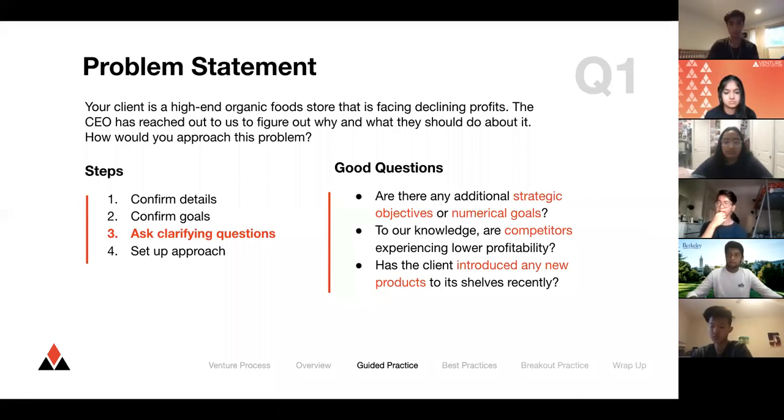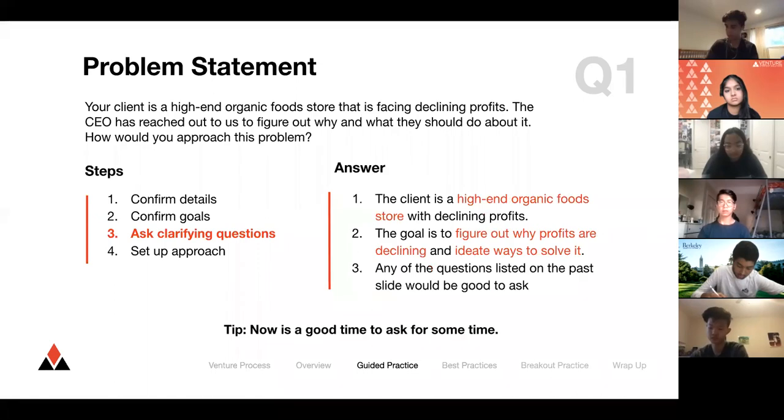Otherwise, if you have a gist of anything else that you think might be relevant, the last two questions on the right-hand side here will help answer those as well. But you don't need to spend too much time asking too many questions. It's just so that you have a good basis of what you need to know. So here, the interviewer might respond to you the following: the client is a high-end organic food store, declining profits. There's no specific numerical goal. The goal is just to figure out why profits are declining and ideate ways to solve it.